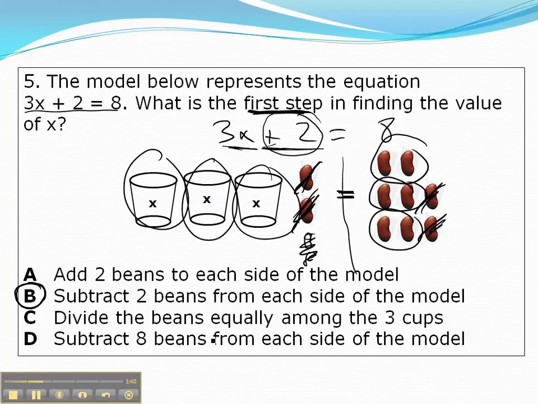D says subtract 8 beans from each side of the model. We wouldn't be doing that because we're trying to isolate x on the left side. So the answer is answer choice B, subtract 2 beans from each side of the model.